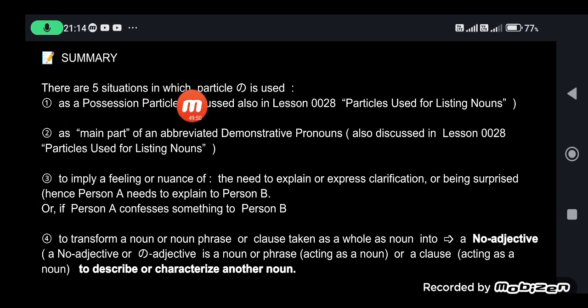Summary: there are 5 situations in which the particle no is used. First, as a possession particle. Second, as the main part of an abbreviated demonstrative pronoun, the ko-so-a-do demonstrative pronouns: kono, sono, ano, and dono. And third is to imply a feeling or nuance, or the need to explain, or express clarification, or being surprised. Hence, person A needs to explain to person B, or person A confesses something to person B.